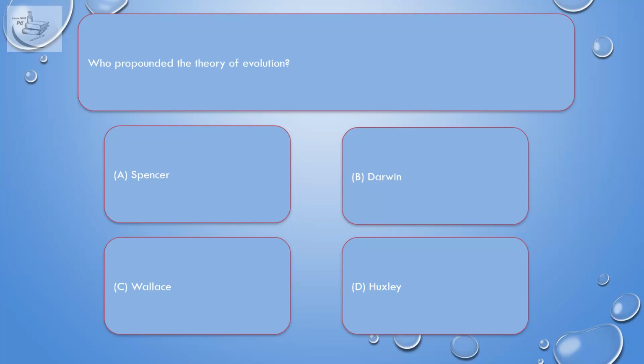Question: who propounded the theory of evolution? A. Spencer, B. Darwin, C. Wallace, D. Huxley. Correct answer is B. Darwin.